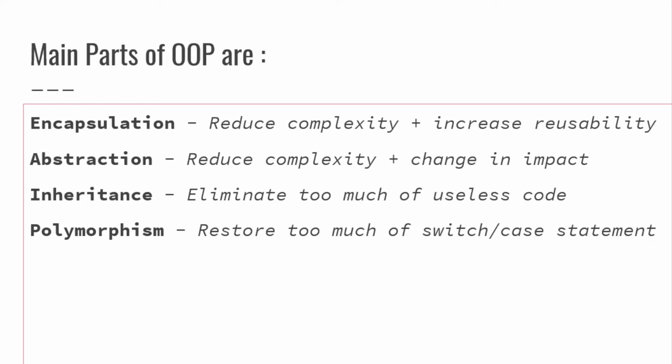So next is inheritance. If you're a biology person, you should know what inheritance is, something like depending on someone else. And in coding, inheritance means it eliminates too much useless code. I mean, as I said before in abstraction, if we have too much code like 500 or 600 lines, it will be reduced to 300 or 400 or anything like that. So it will eliminate too much useless code that you're using.